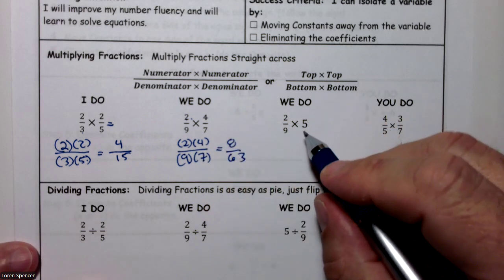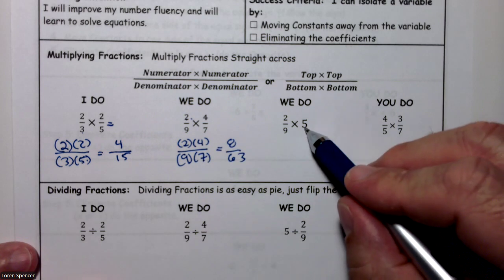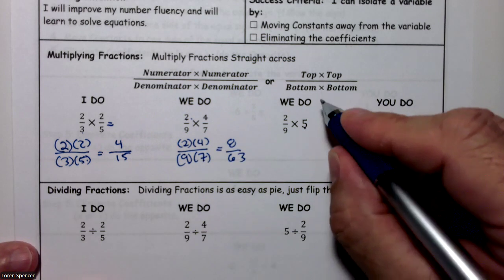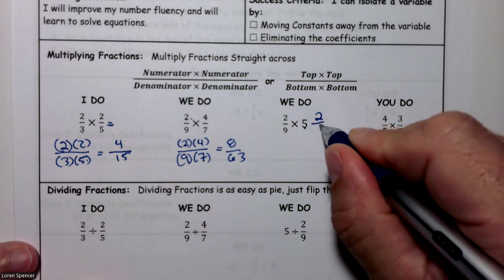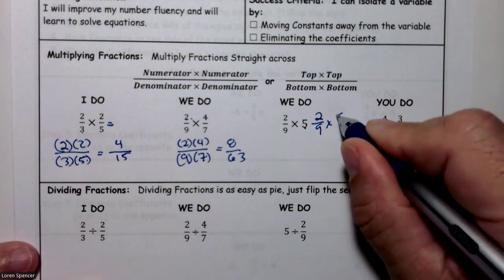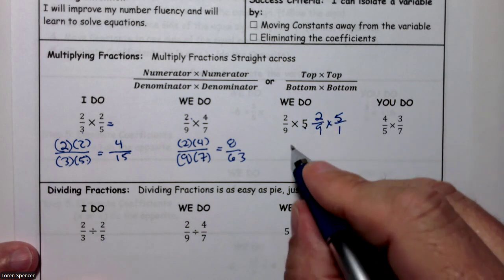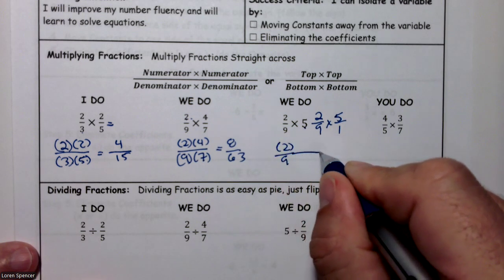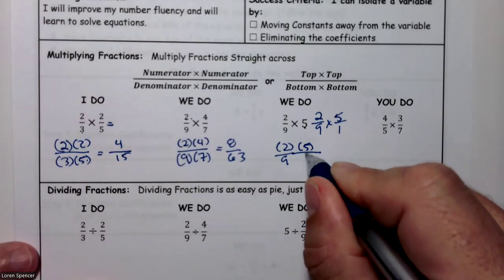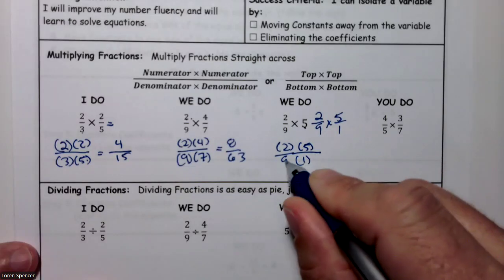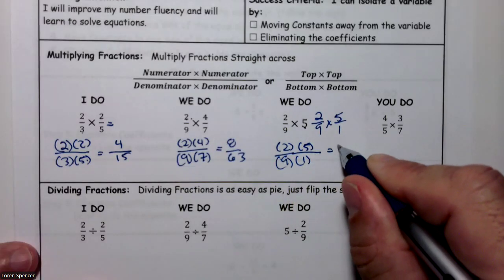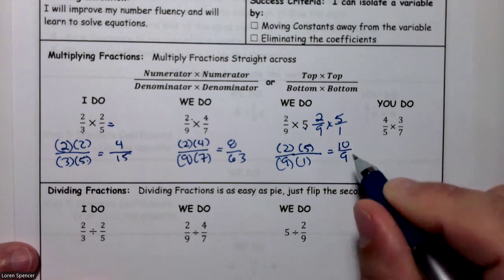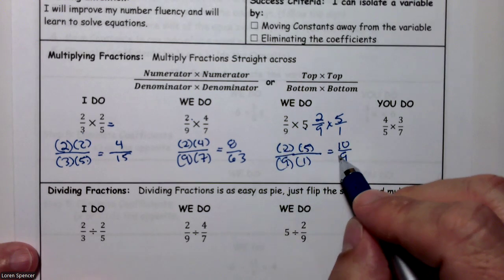This one gets a little tricky because we have a whole number. Well, I need to turn that whole number into a fraction. So this is going to be 2/9 times 5 over 1. And we do get an improper fraction, but we're not going to worry about it. 2 times 5 is 10. 9 times 1 is 9.